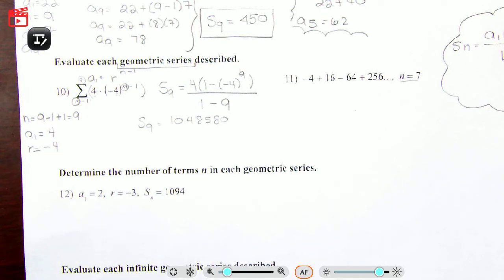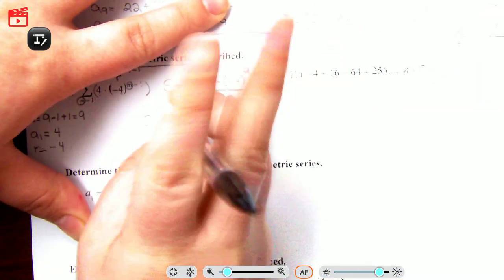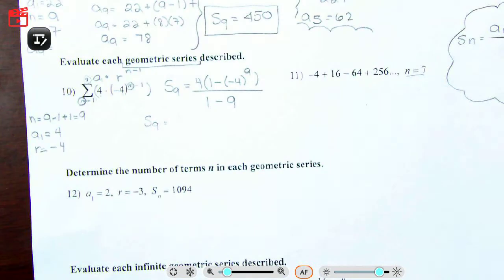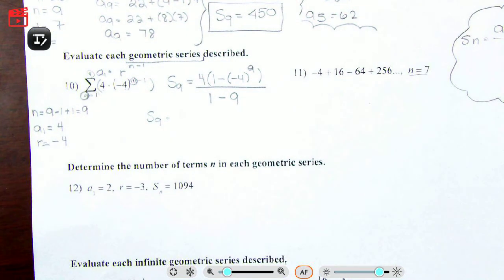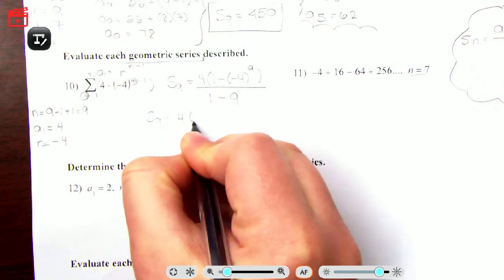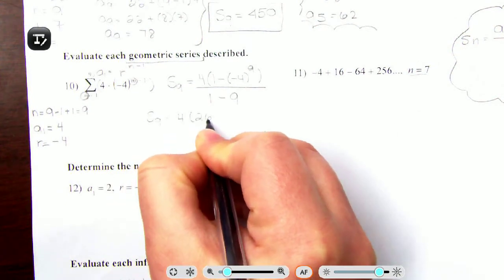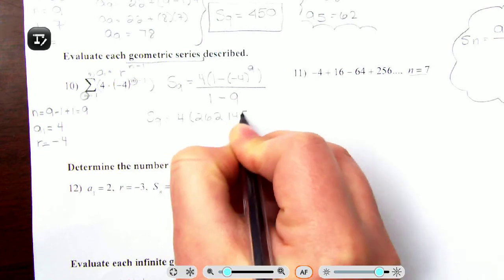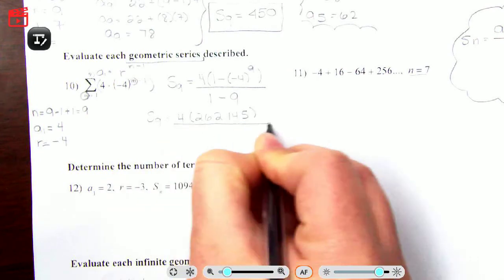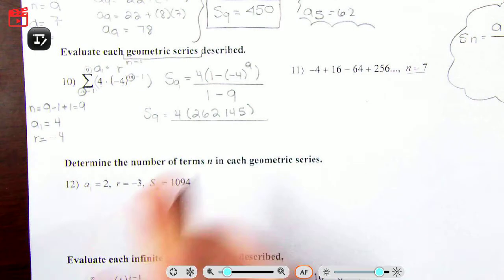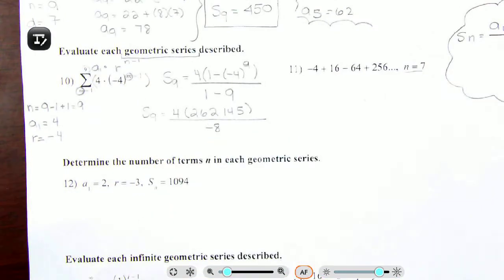Let me look here, 9. Ooh, give me 1 second. Let me redo that because it looks like I did something wrong. So let's double check that. Let's make sure that I know what I'm doing. So 1 minus negative 4 to the 9th power is 262,145. And that's being divided by negative 8 and multiplied here by 4.